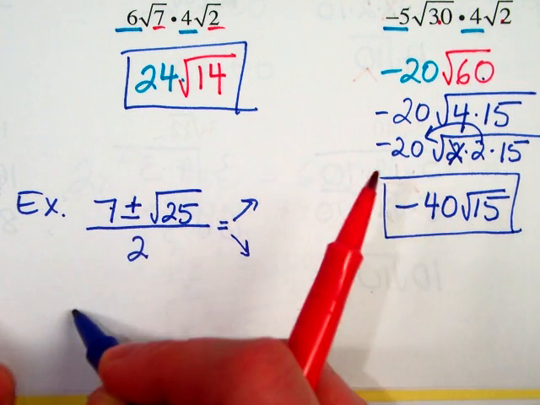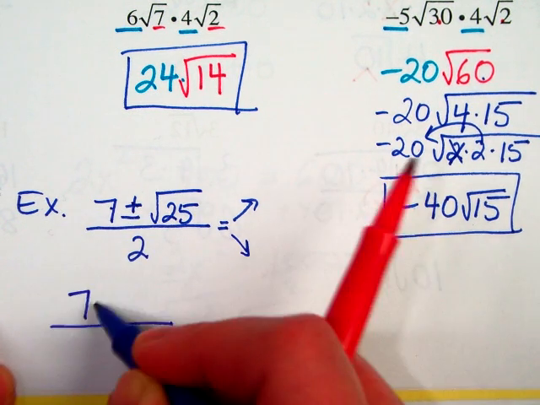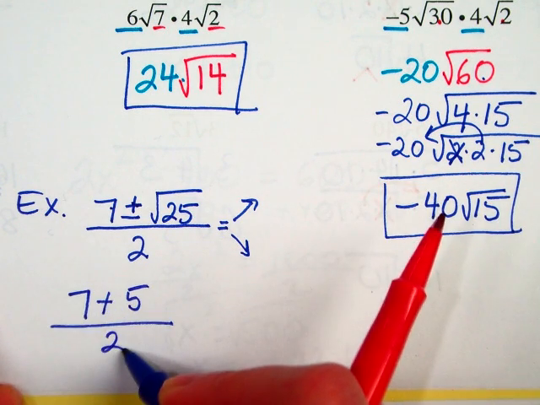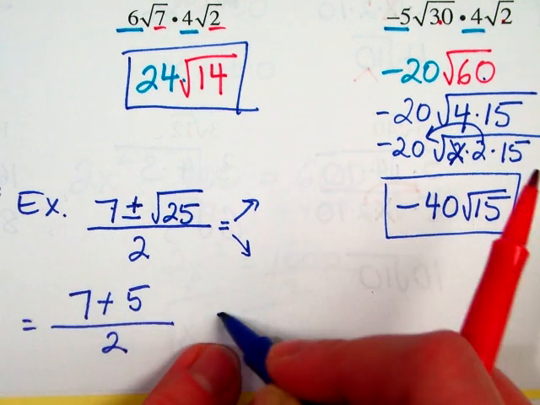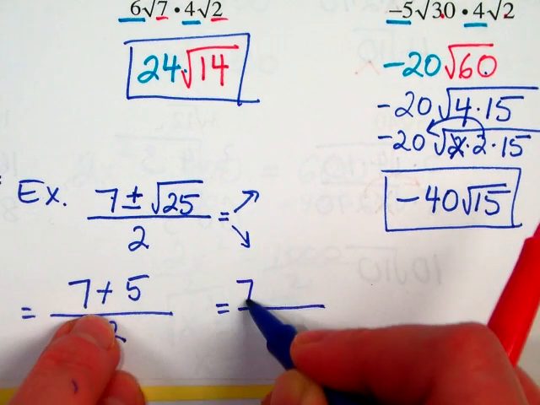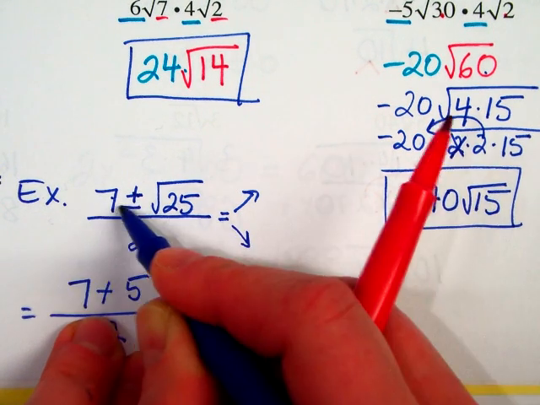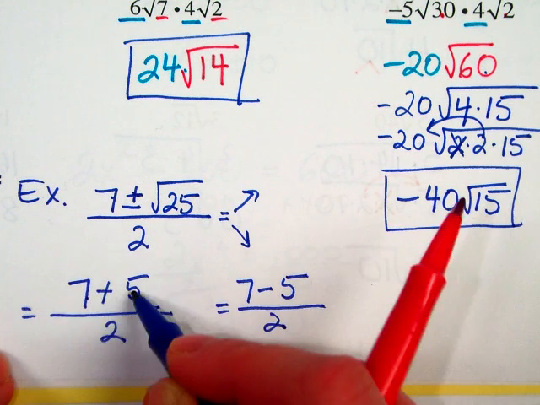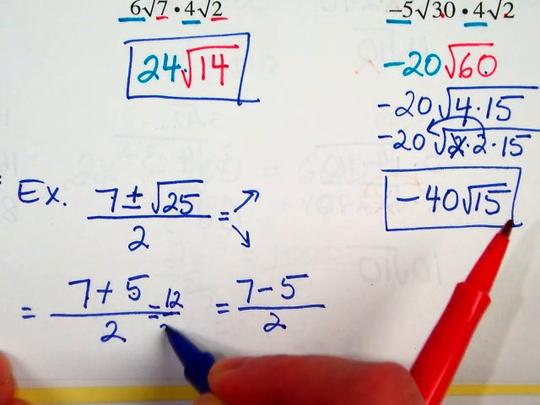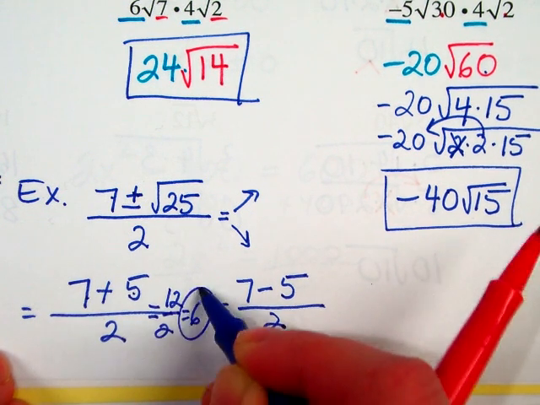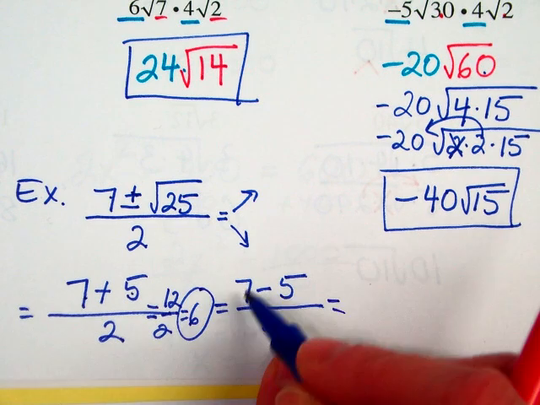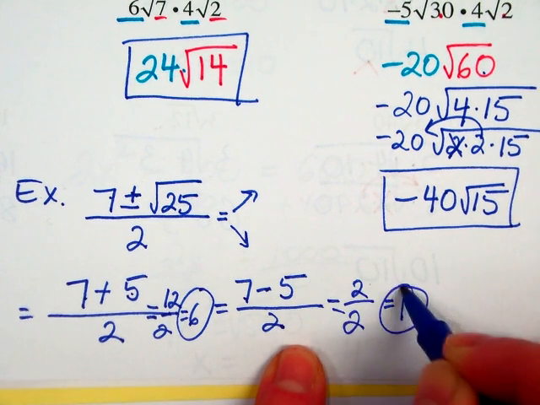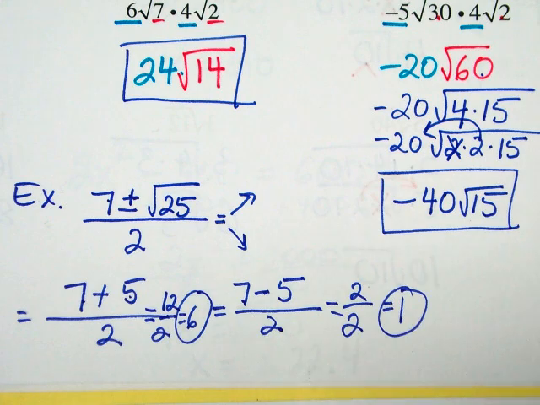So we would do 7 plus, what's the square root of 25? 5 over 2, that's one of them. And the other one is 7 minus 5 divided by 2. So what do we get here? 7 plus 5, that's 12 divided by 2. So one answer is 6. The other one, 7 minus 5, 2 divided by 2. The answer is 1.